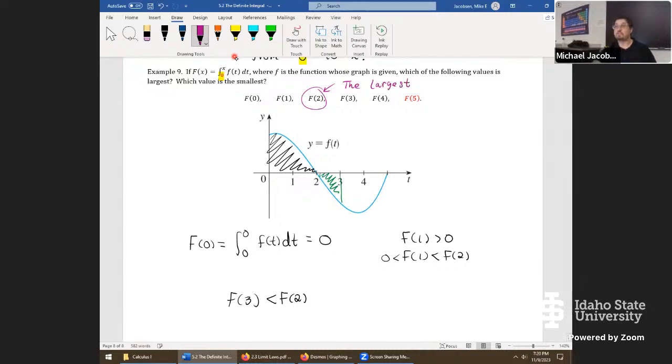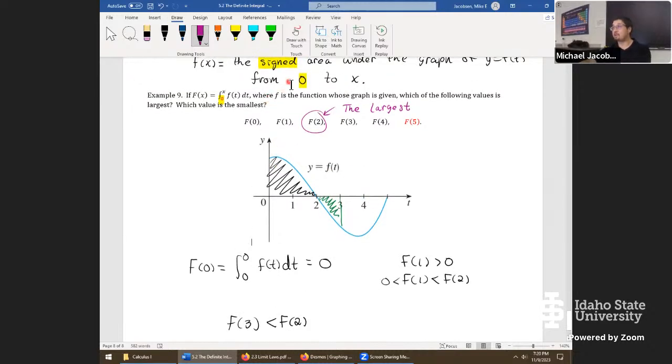Does that make sense so far to folks on getting that largest value? Okay. The trick to this kind of problem is just think about the areas, but think of them as the signed areas, like we mentioned up here. Whenever you have anything above the x-axis, that's your positive area. Area below the x-axis is your negative one.